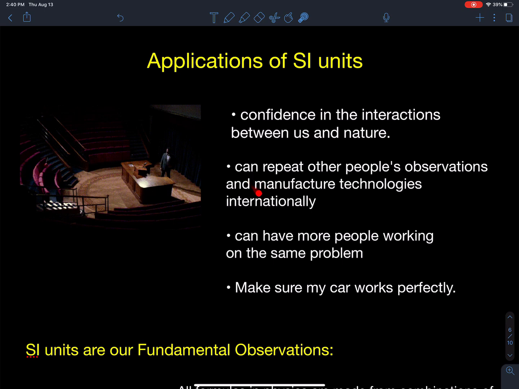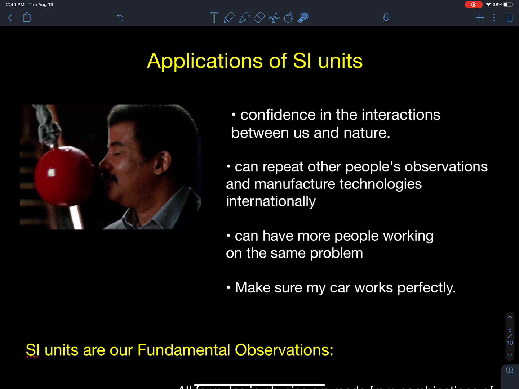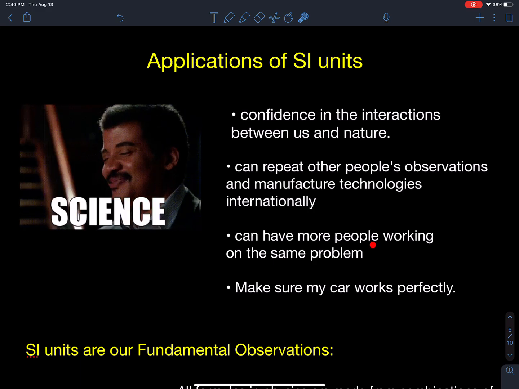Somebody that is designing a car in Germany, we can manufacture it in Ghana. For example, Ghana is making Volkswagen now, and we can do it just as precisely as German technology here in Ghana because we're all going to use SI units, and we can create everything that'll fit perfectly because we're on the same wavelength.